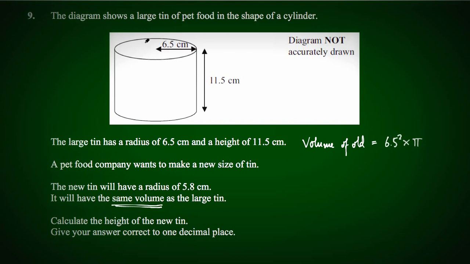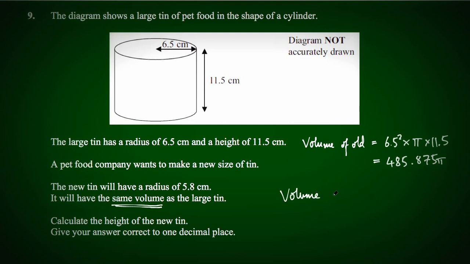And then to work out the volume, I'd take that area and multiply by the height of the cylinder, times 11.5. I'm going to leave it in terms of pi, because I think that's going to make my calculations easier for later on. So that is 485.875 pi. And that's got to have the same volume as the new one.